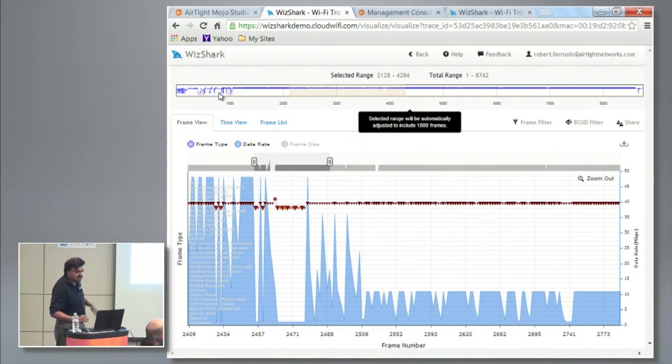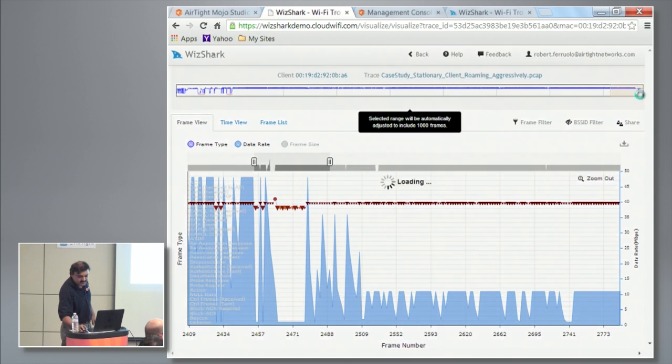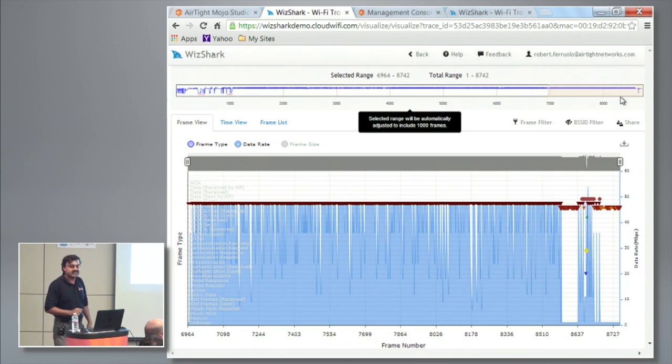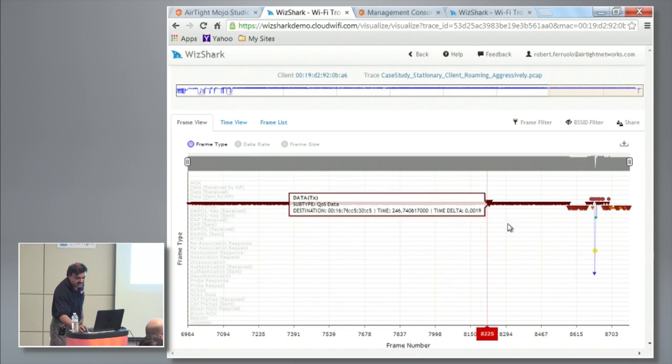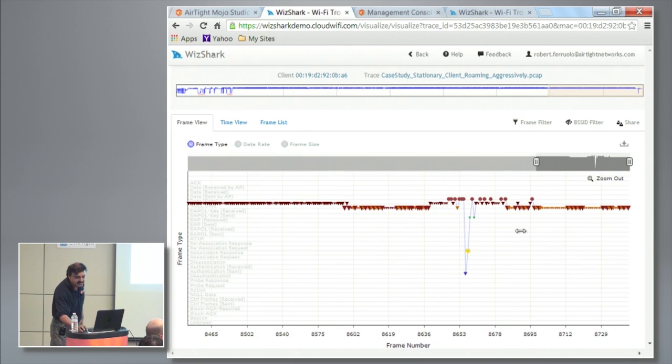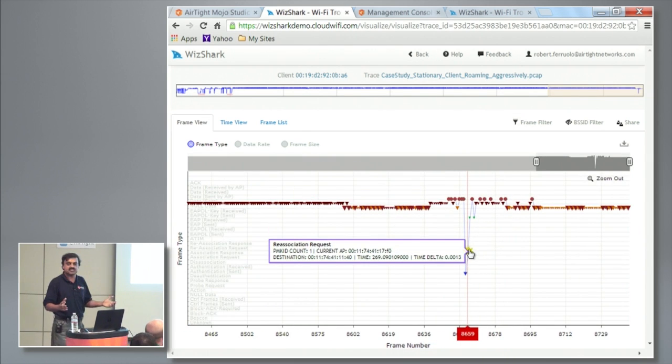In this specific example, we do see that things are going smooth, right? But notice here towards the end, there is a dip, and let us see what that dip is. Let me just remove the data rate view, and what we are seeing is that the dip indeed is another reassociation. So this gives us a bird's eye view in one single screen, and this has actually helped in debugging several issues.